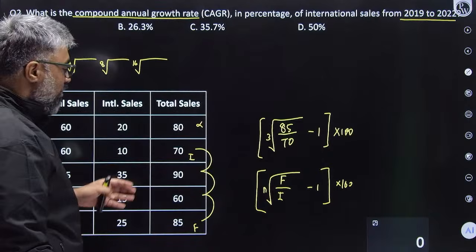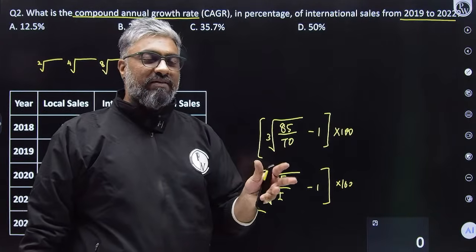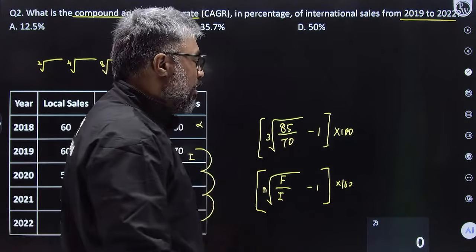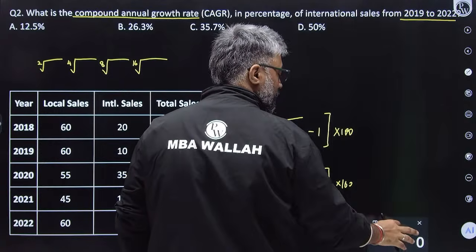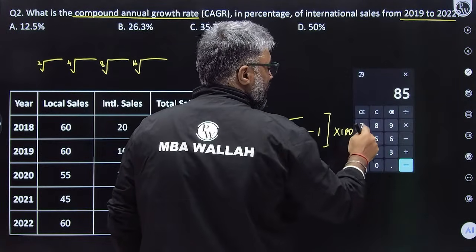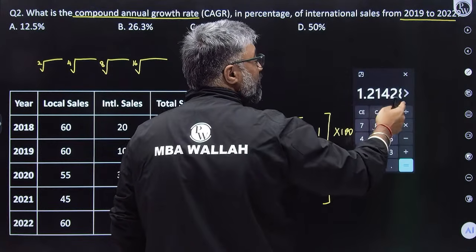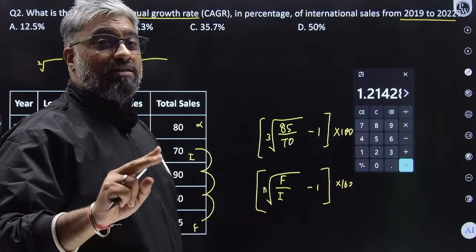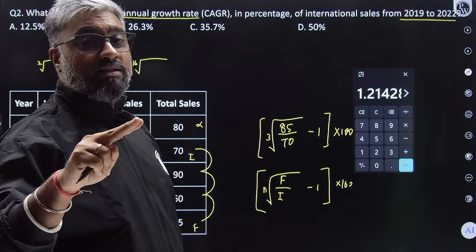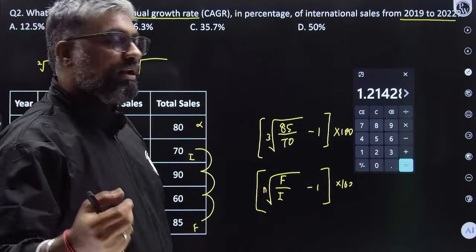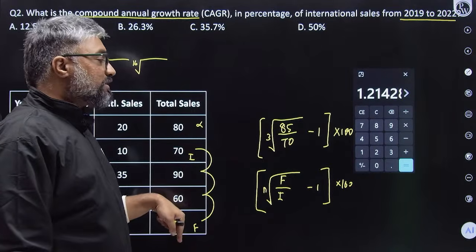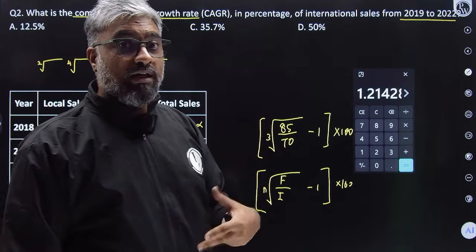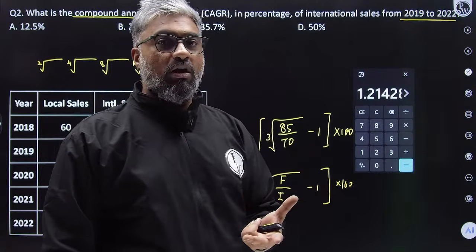I know that from 70 to 85, how much is the increase? 85 by 70, when I do that, I'm getting 1.21. That means it's just a 20% increase overall. Getting it? Overall itself is just a 20% increase. So for me to find this out becomes very complicated.